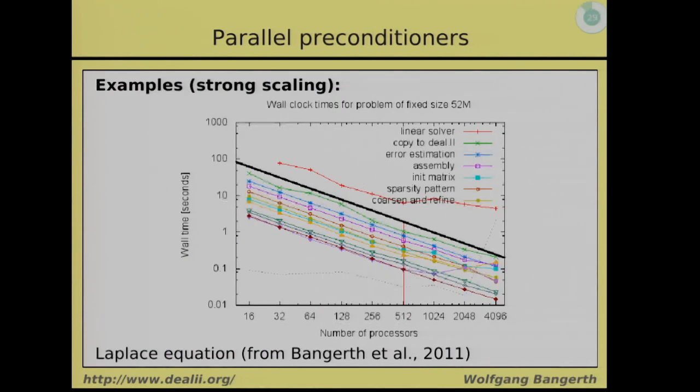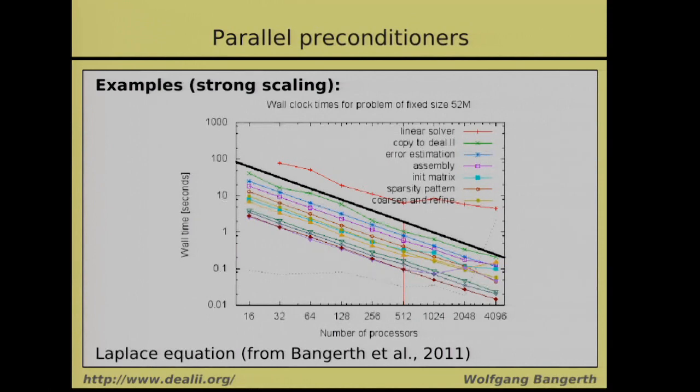So just to give you examples of how far you can drive this. Here's a problem from a paper by myself and Timo Heister, Carsten Burstedde, and Bart Kronbichler, where we look at a problem that has 52 million unknowns. It's not a very large problem. And we solve it on a sequence of processors from 16 to 4096. At 16 processors, every processor will store 52 million divided by 16, so about 3.5 million rows, whereas over here, every processor will store only a little bit more than 10,000 rows of this matrix.